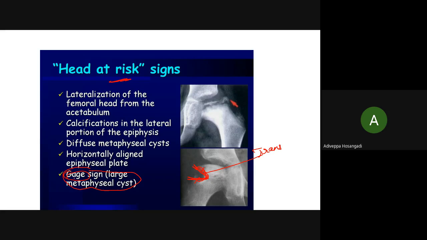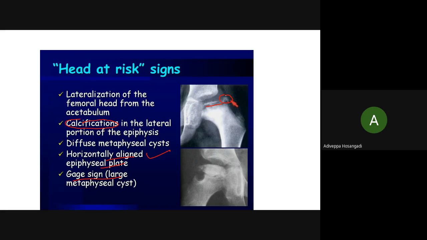Please remember gage sign. And second is horizontally aligned epiphyseal plate. See, this is a physis, as I told you. Above that, the very thin white line you can see is the epiphysis. So normally it should be obliquely oriented. Here what has happened? It is oriented horizontally. That again is head at risk. So horizontally aligned plate, gage sign, and more importantly, you see the calcifications in the lateral portion of the epiphysis.